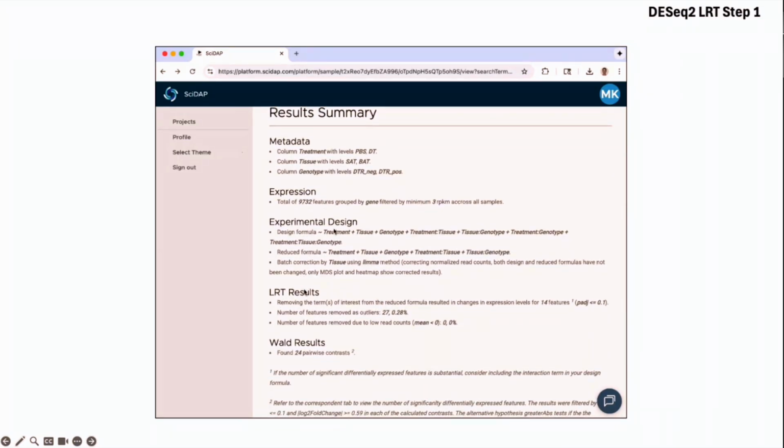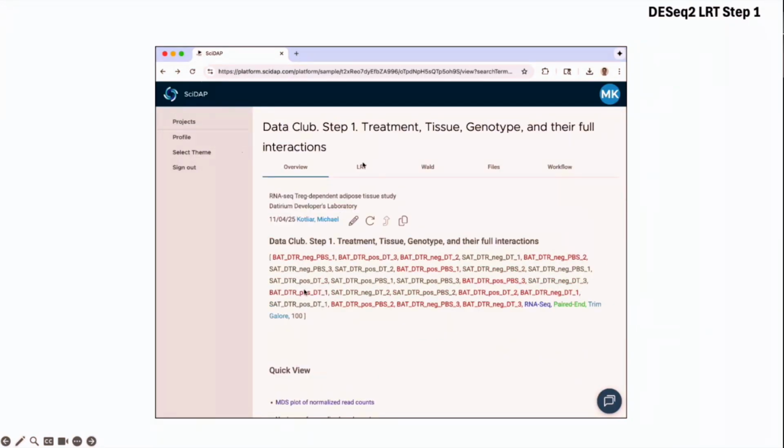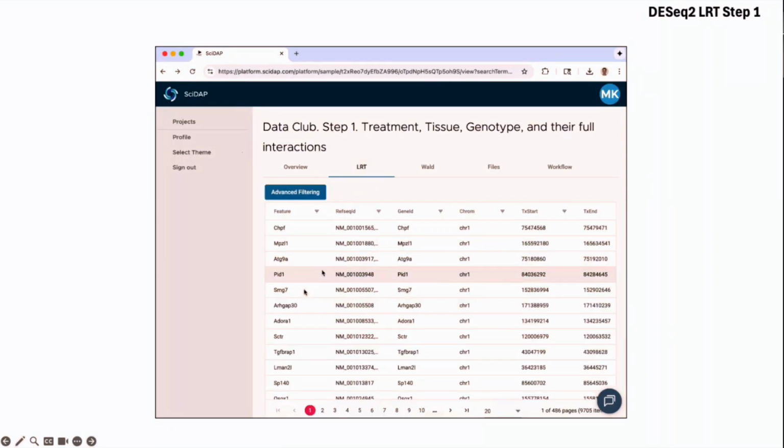a summary, which shows the metadata that you provided with the levels that you had, the number of genes that were selected for analysis after we applied minimum RPKM filtering, which design formula you used, which reduced formula, if you selected any of the batch correction method, how many genes you get after applying filtering by p-adjusted, and how many pairwise contrasts were calculated.